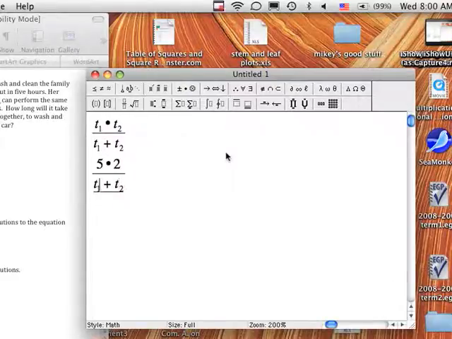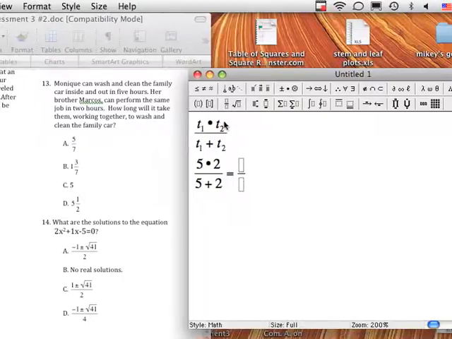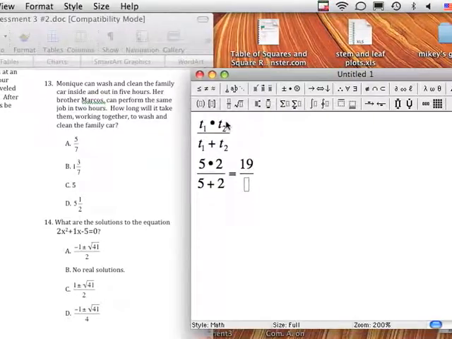2. In my denominator, I'm going to do the same thing. I'm going to replace T1 with 5, and I'm going to replace T2 with 2. And in this case, 5 times 2 is 10. And 5 plus 2, whoops, that's not 10. 5 plus 2 is 7.